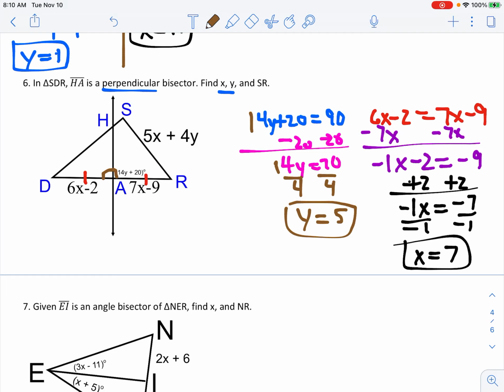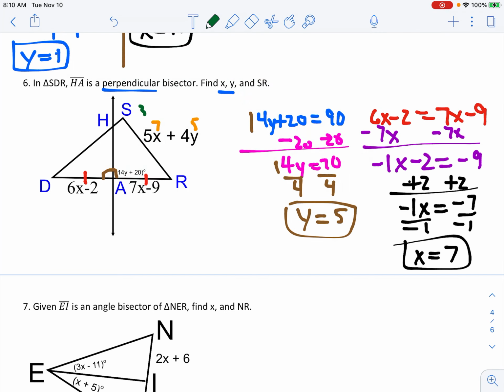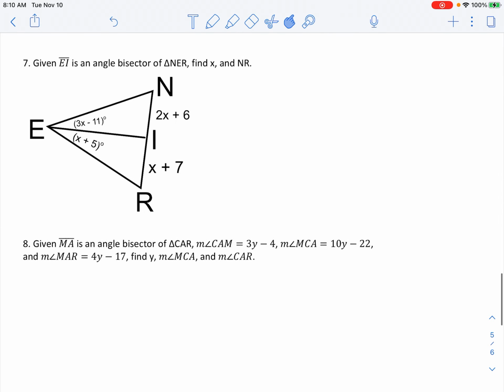All right, now we got x and y, so let's go back and plug it in. X was 7, y was 5. That will turn into 7 times 5 is 35. 5 times 4 is 20. 35 plus 20 tells me that SR had to equal 55. All right, let's keep going.